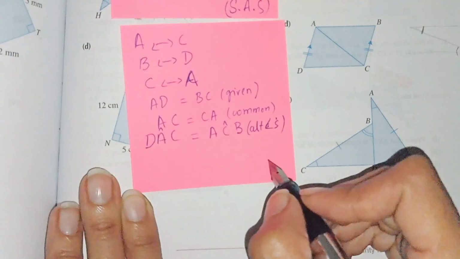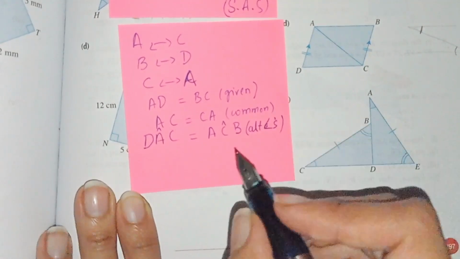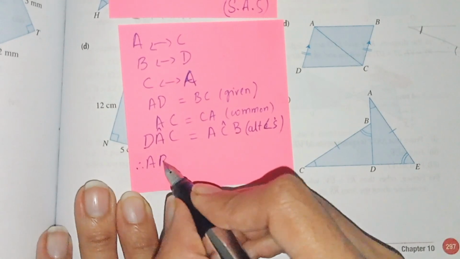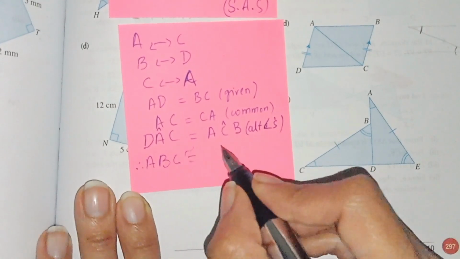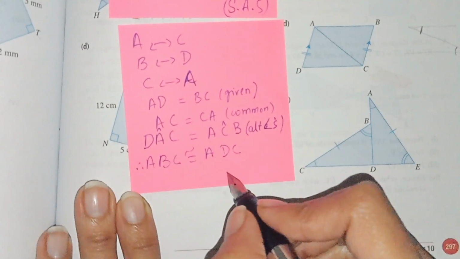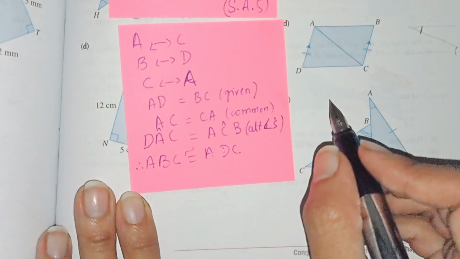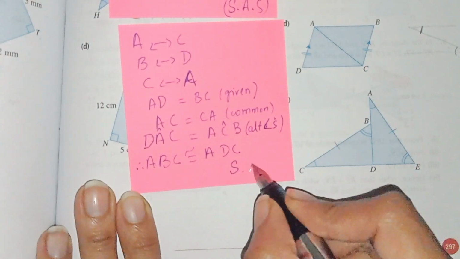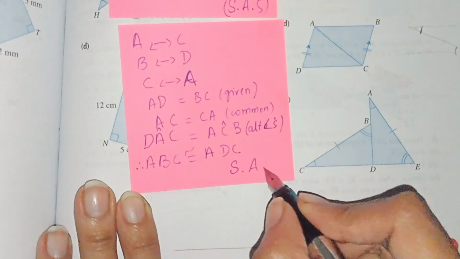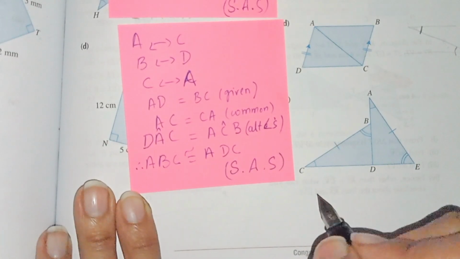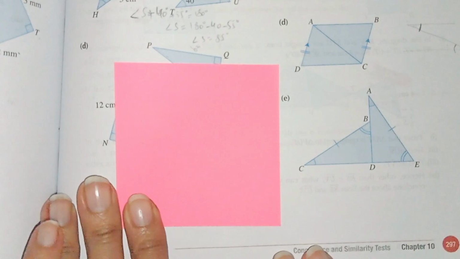Alternate angles. And now the triangle ABC. Therefore, the triangle ABC is congruent to triangle ADC, and due to which congruency test they are equal to each other, we prove by side angle side. And now students, part number D is solved. Now students, part number E.